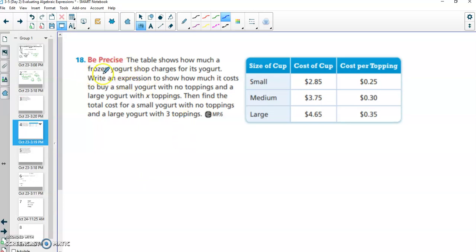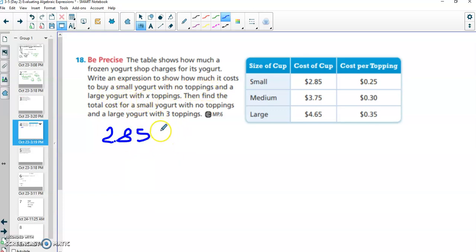Okay, so let's take this apart. The table shows how much a frozen yogurt shop charges for its yogurt. That's what this is over here. Write an expression to show how much it costs to buy a small yogurt with no toppings. So small yogurt, okay, and the cost of the cup is $2.85, with no toppings, so we're not adding any here. So we have $2.85 according to the chart. There it is, $2.85. That's a small yogurt with no toppings, and a large yogurt with X toppings.